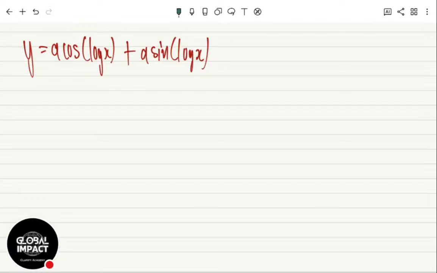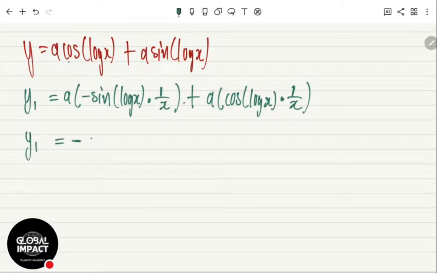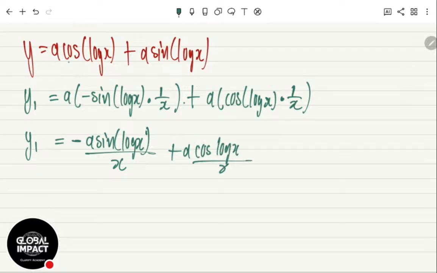A cos log x plus a sin log x. Differentiate once. y_1 is going to be equal to: a is just a constant. Differentiate cos, you get negative sine of log x times the derivative of log x, which is 1 over x. Plus a stays outside. Differentiate sine, you get cos of log x times the derivative of the inside, log x, which is 1 over x. You now have your y_1 being equal to negative a sin log x all over x plus a cos log x all over x.